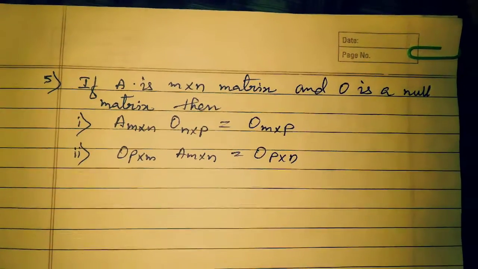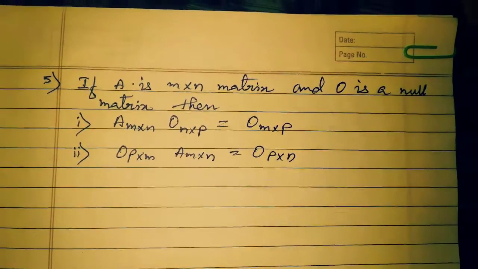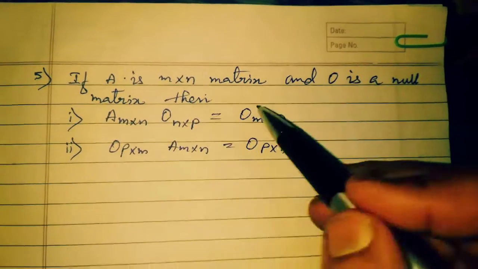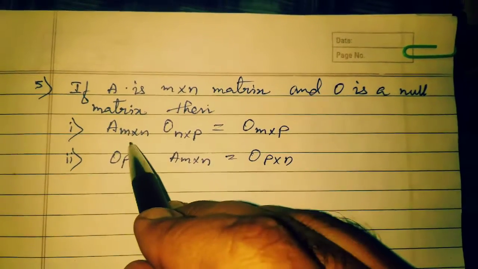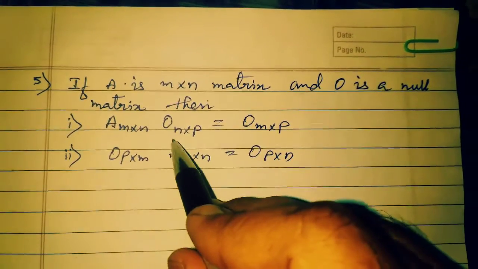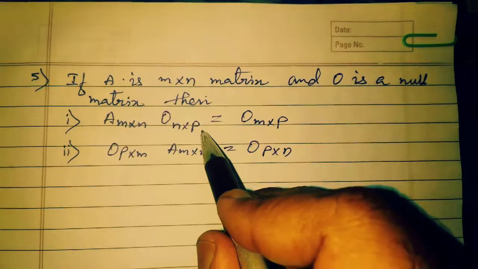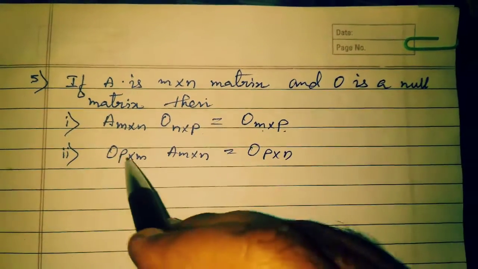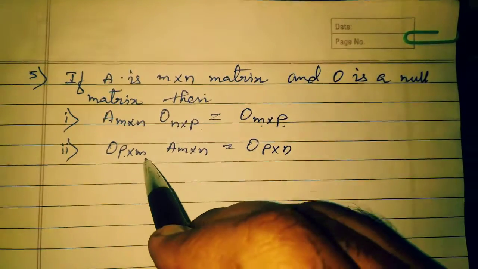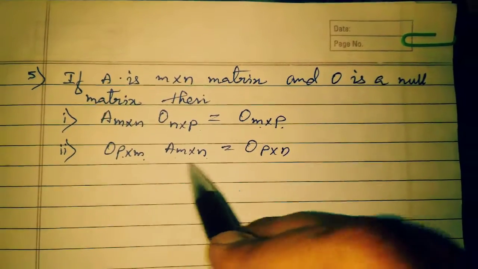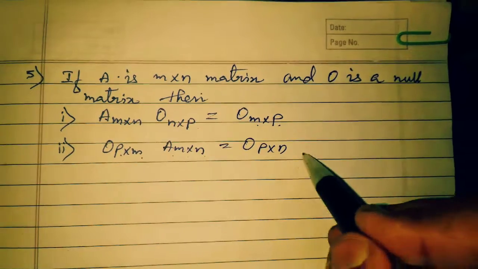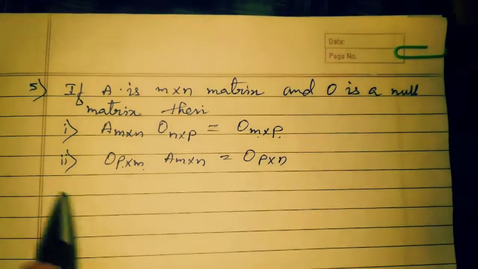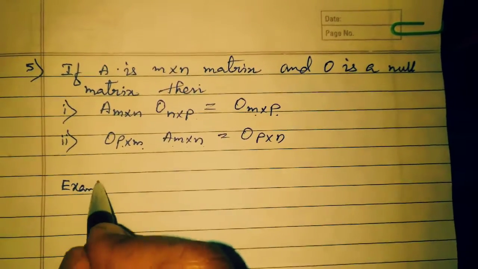The fifth property of the matrix follows here. The fifth property is given as: if A is an M into N matrix and O is a null matrix of order N into P, then the resultant matrix is a null matrix of order M into P. And if you multiply a null matrix of order P into M with the matrix M into N, we get a resultant null matrix of order P into N. That means finally we'll get null matrices, but their order will be different.